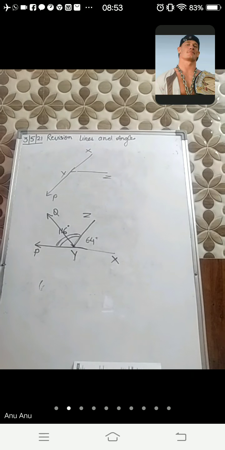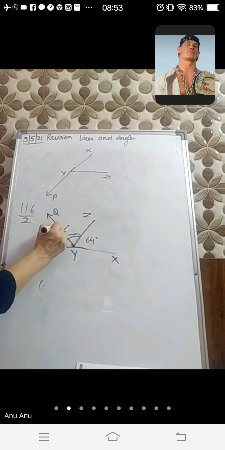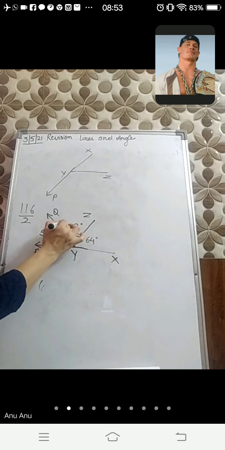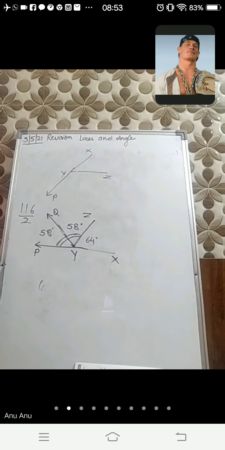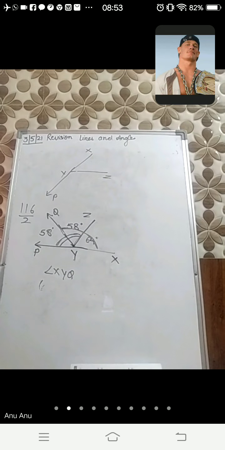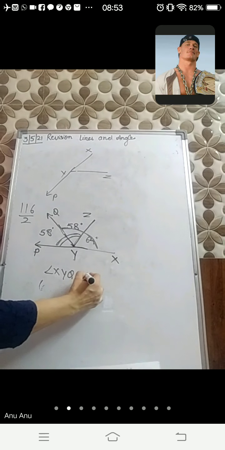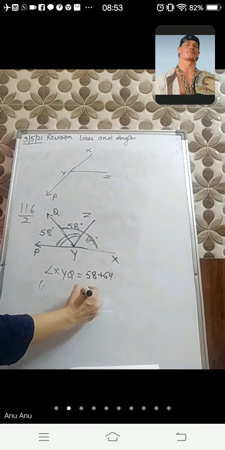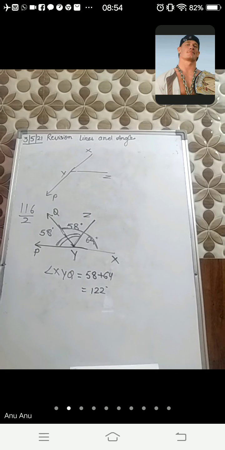Here is a ray YQ which divides this angle into two equal parts, because the word is written as bisect. Bisect means these two angles are equal. So this angle will be half of 116, that is 58 degrees, and this angle is also 58 degrees. Is it okay? Now, what we want is the value of XYQ. This is your XYQ. What will you do for finding XYQ? You will add 58 and 64. You will get 122. So this is the value of your first missing part.